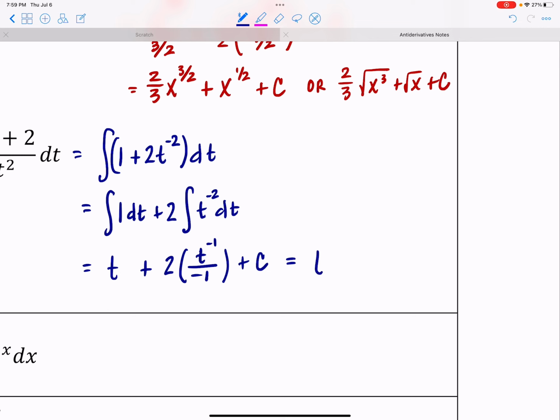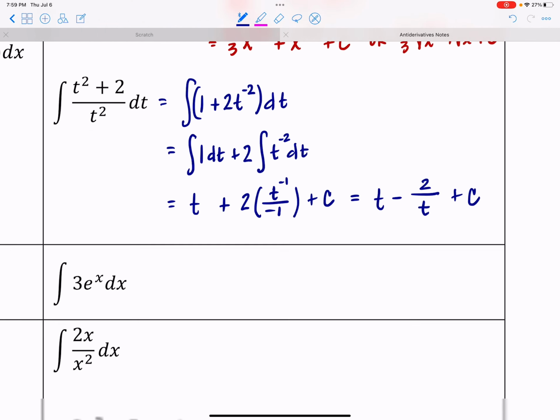I would call this t, and then that's going to become a negative 2 here for our coefficient, and t should really go to the bottom of the fraction. So this is going to be a minus 2 over t, and then a plus c. And that would be a good spot to stop on that one.